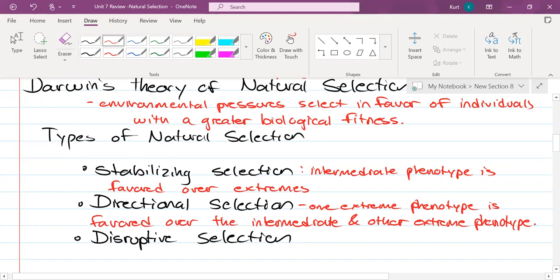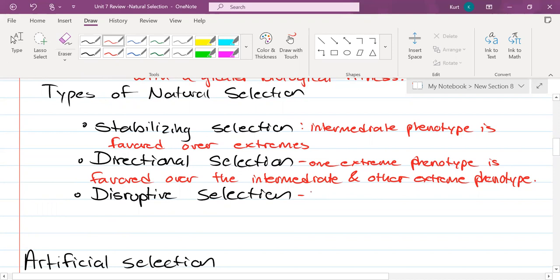And then we have disruptive selection, where the extreme phenotypes, plural, are favored over the intermediate.